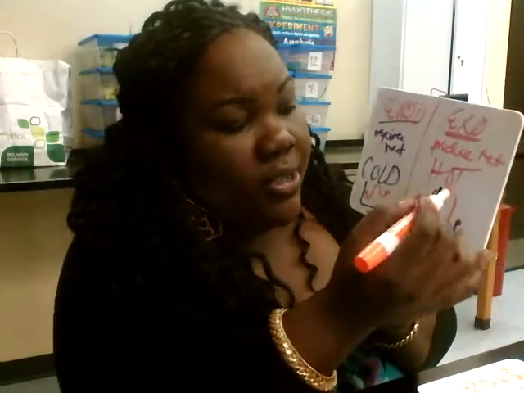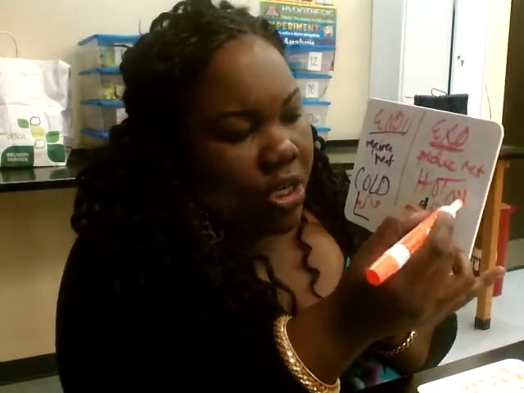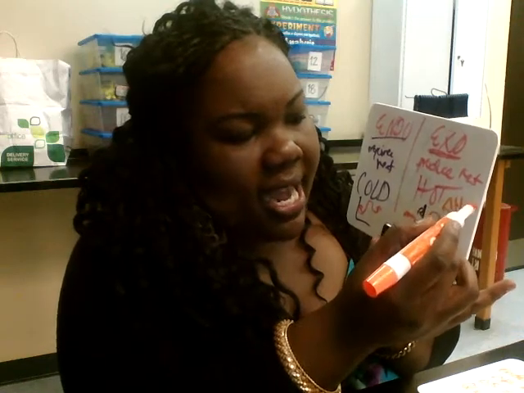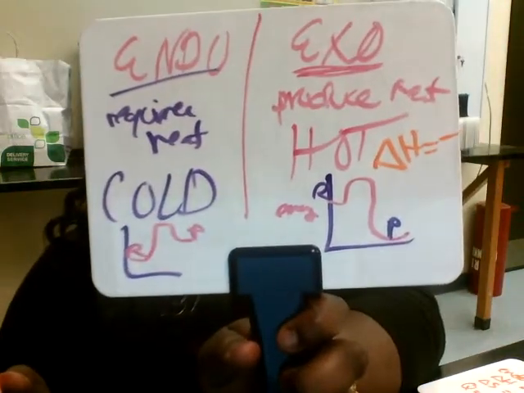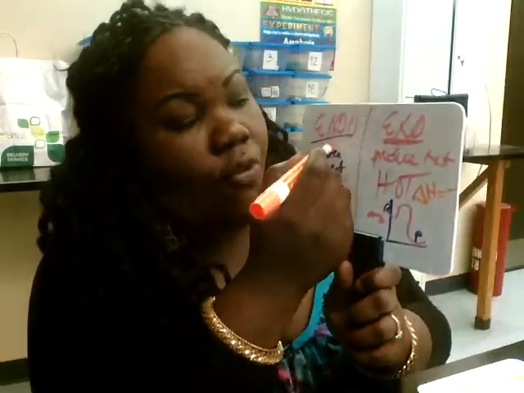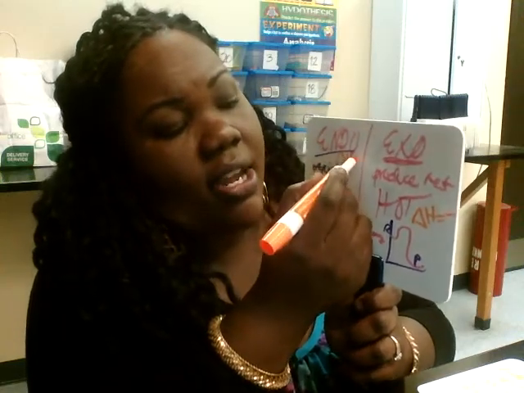So because heat is produced, delta H is going to be negative. See that? Delta H is going to be a negative number, like -5, -2. Negative means produced or released. So the opposite is true for what? Endo. Delta H is going to be positive.